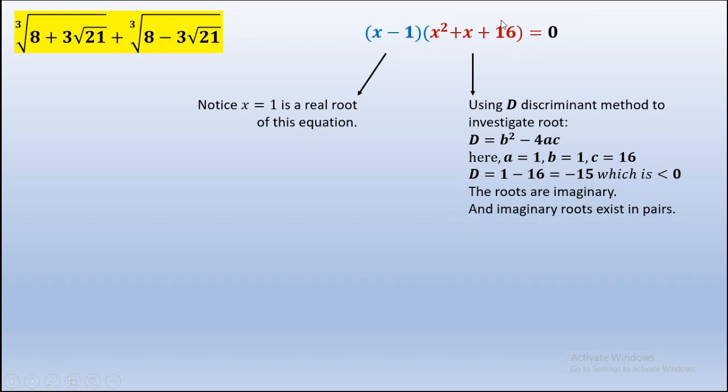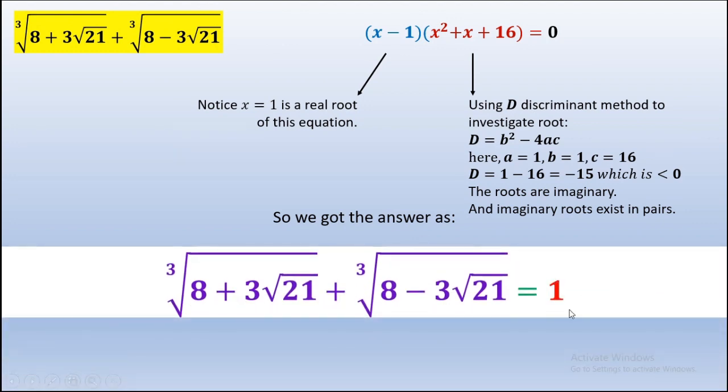Hence the roots are imaginary for this part, and we know that imaginary roots exist in pairs, that is, conjugate roots. This equation is of order 3, so it is a cubic equation, and a cubic equation will always have 3 roots. From those 3 roots, one root is real, that is x equal to 1, and the other 2 roots are imaginary. We are interested in the real solution, so we will consider x equal to 1 only. So we got the answer as 1, because x equal to 1 is its only real solution. Real means the real number solution.